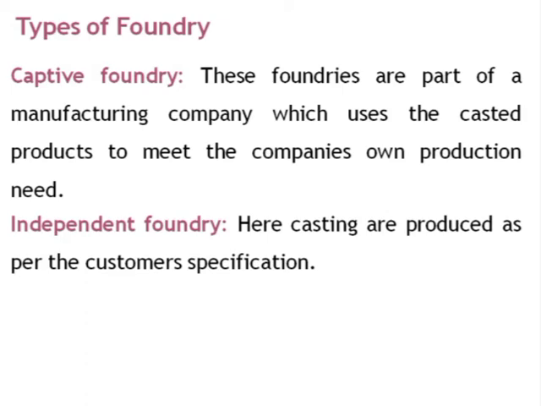to meet the company's own production need. So whatever the part is casted inside the industry, they are directly used to manufacture a product. I give you one simple example. Okay, you are manufacturing a bike, or Hero MotoCorp is manufacturing a bike.